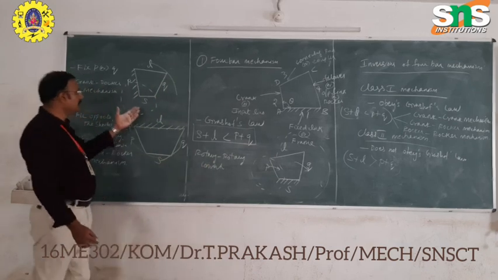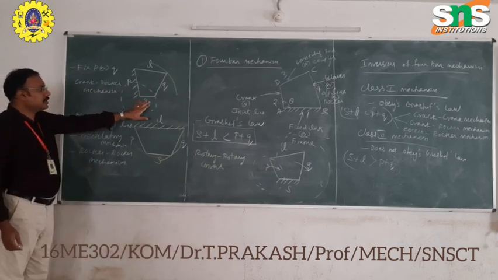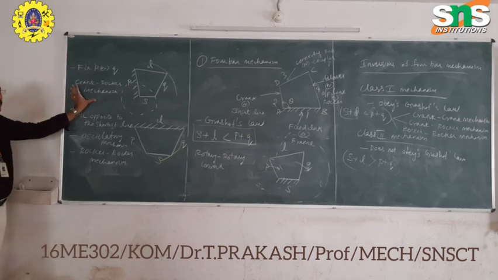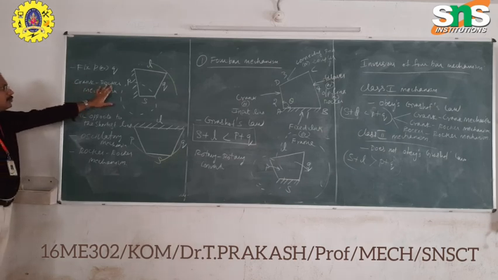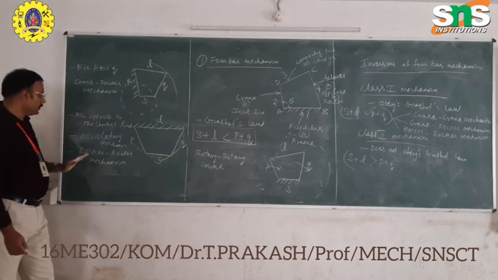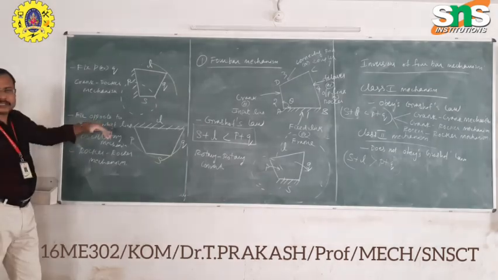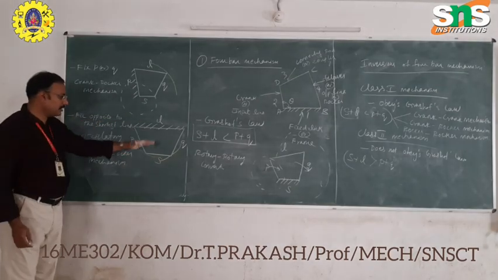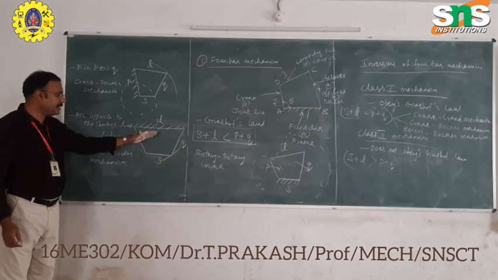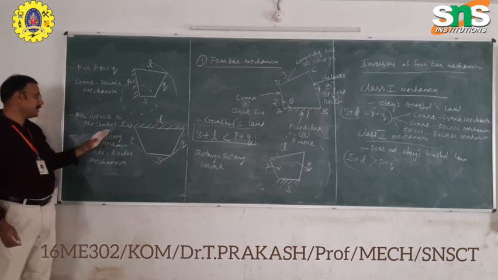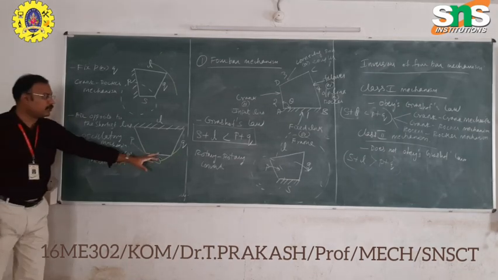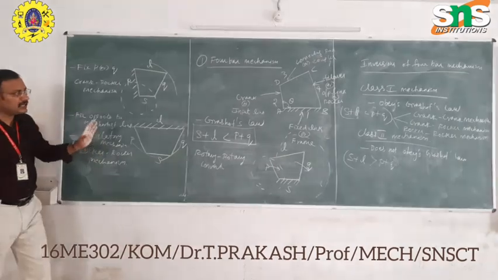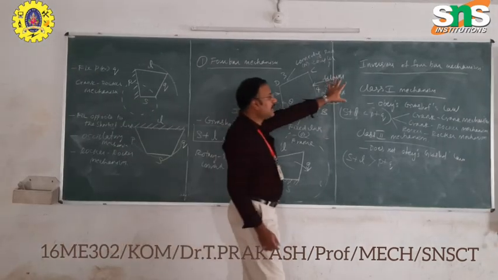Similarly, if you fix the adjacent link to the shortest link, we get the crank rocker mechanism, also called a crank oscillatory mechanism. So the input will have a full rotation, the output link a half rotation. Then if you fix the link opposite to the shortest link, we get the oscillating mechanism, rocker mechanism, with both input and output having a partial rotation. This is the inversion of the class 1 mechanism.